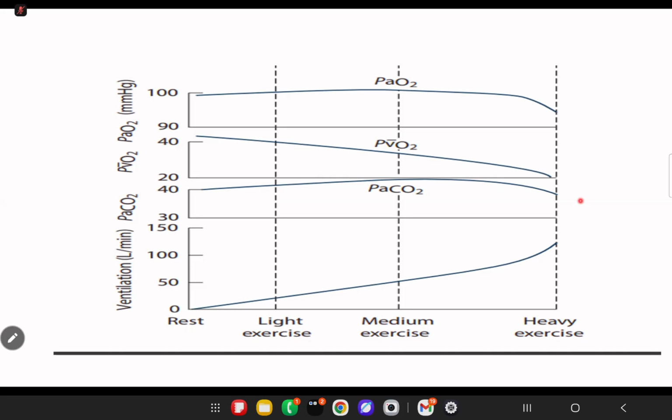And if you look at your ventilation, it gradually goes up from light to medium, and then towards the end of heavy exercise, it starts increasing some more at a rapider pace. But in general, it usually goes up linearly.